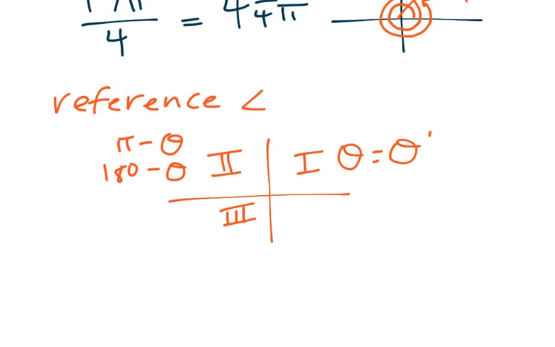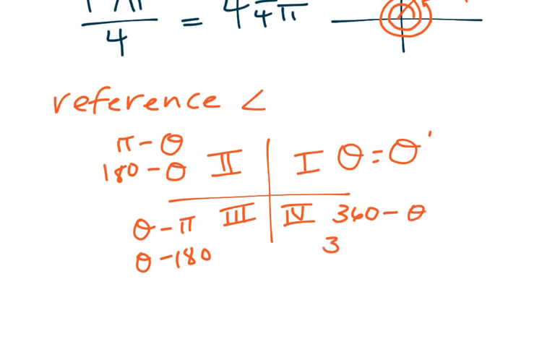In the third quadrant, it would be theta minus pi, or theta minus 180. And in the fourth, 360 minus theta, or 2 pi minus theta. So know how to find a reference angle, know how to graph the angles.